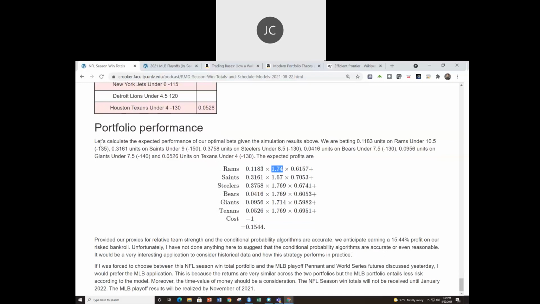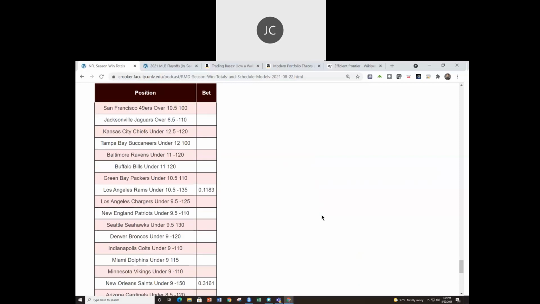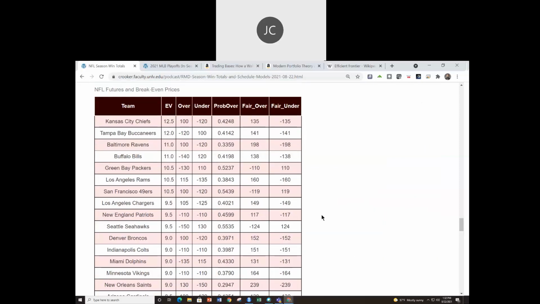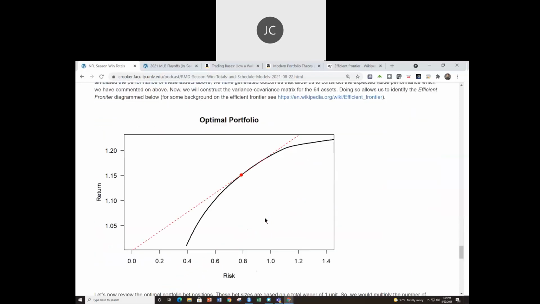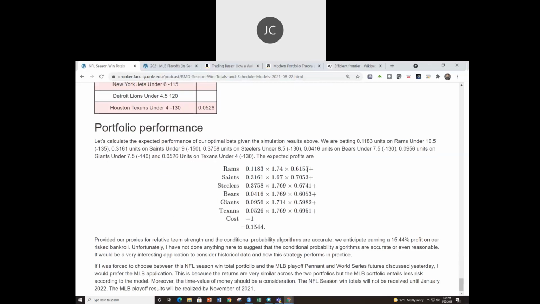So to get that ratio, we would take 235 divided by 135, and so that would be 1.74. And then this 0.6157, that is our simulation probability that the Rams hit the under. So that would be 1 minus that 0.3843, right, to get that probability that goes there. So we apply that procedure for all the bets we identified above. And by the way, all these bets are all unders. So we didn't touch any of the overs. We're only taking unders here.